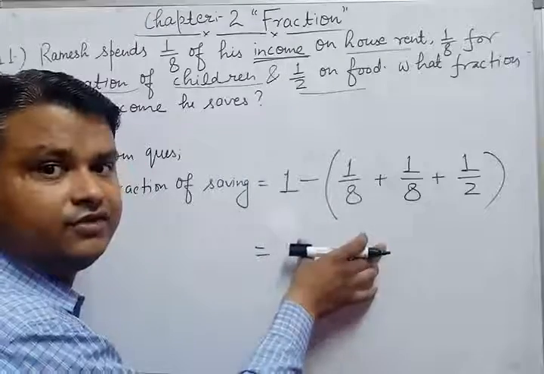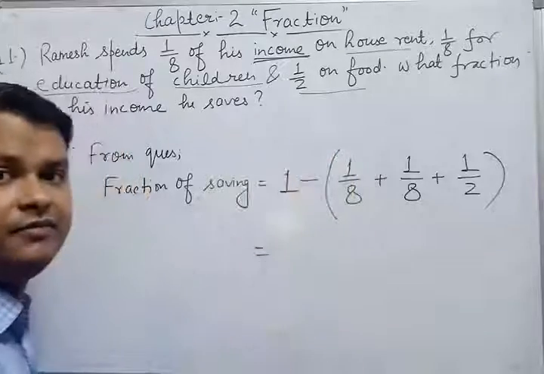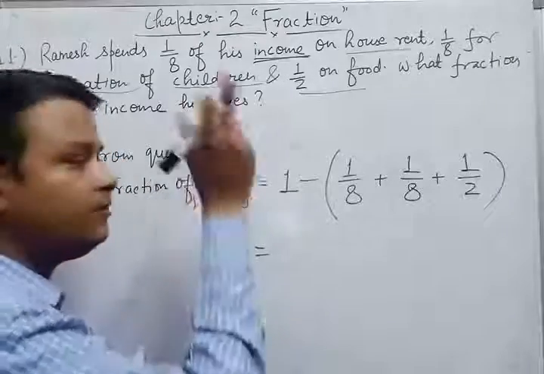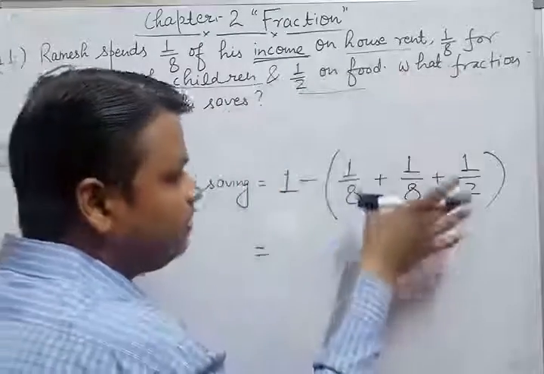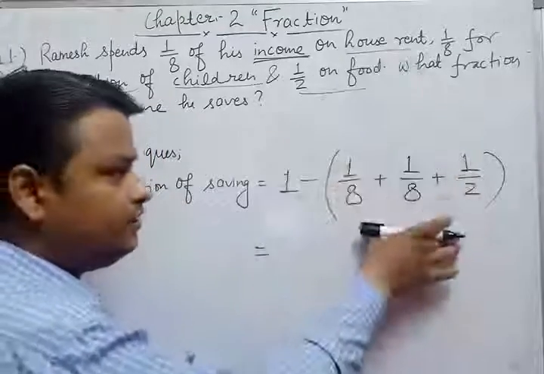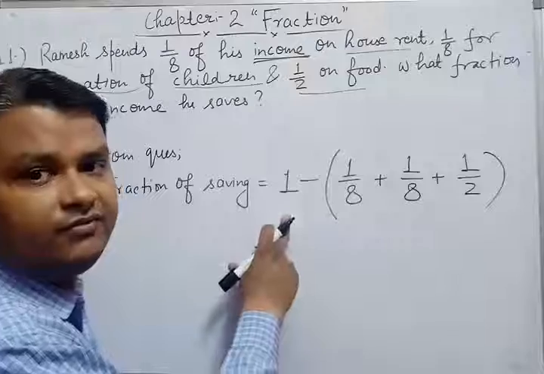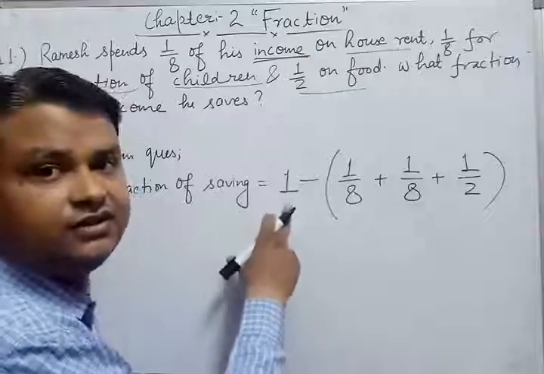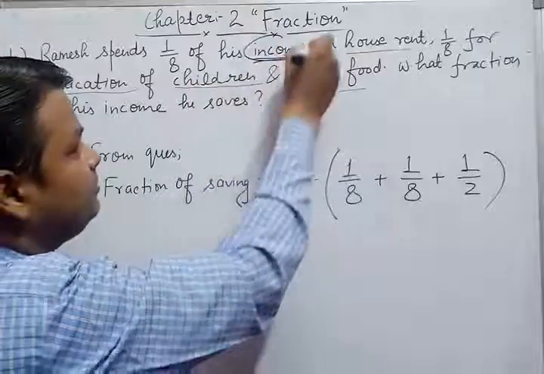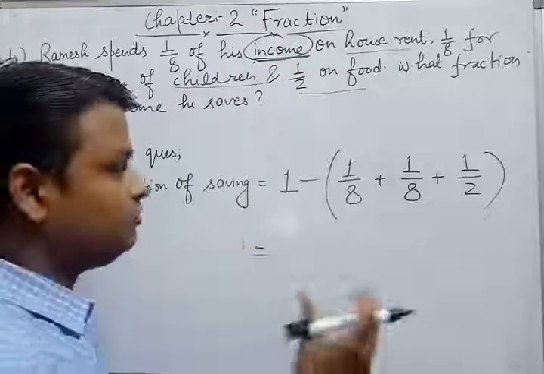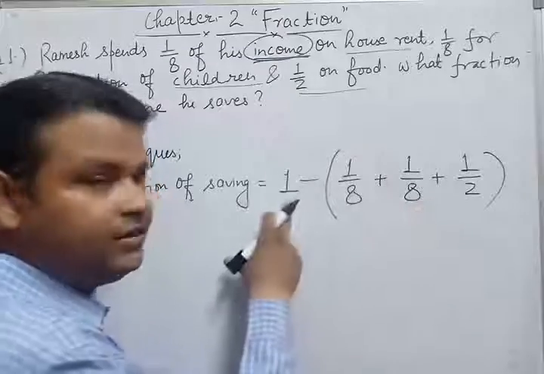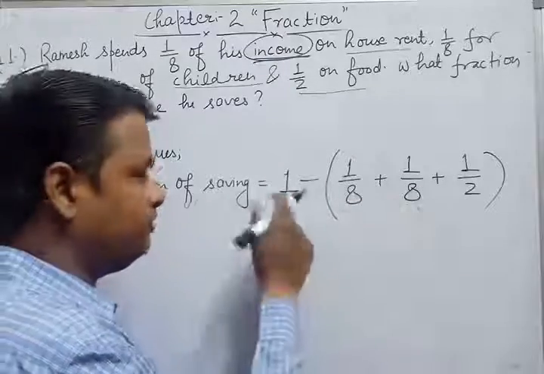This is the main concept: if you have to find the saving fraction, first of all you have to add all the spending, and after adding you have to subtract it from 1, because 1 is the whole, which means 1 is the income part. Income is whole. Okay, so after adding you have to subtract all the spending from 1.